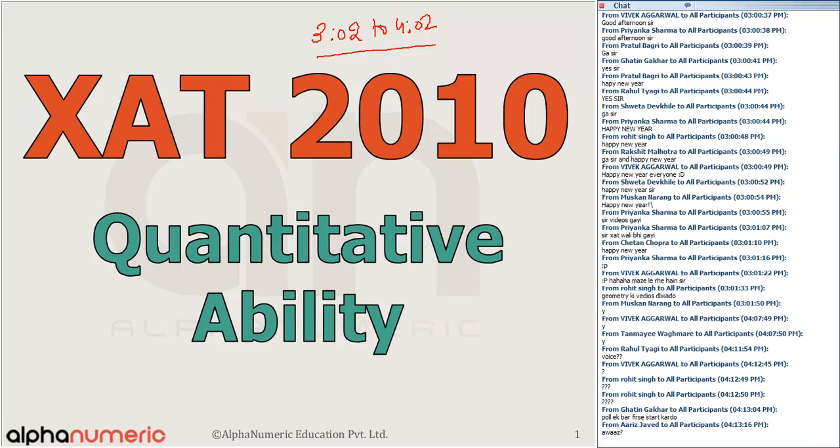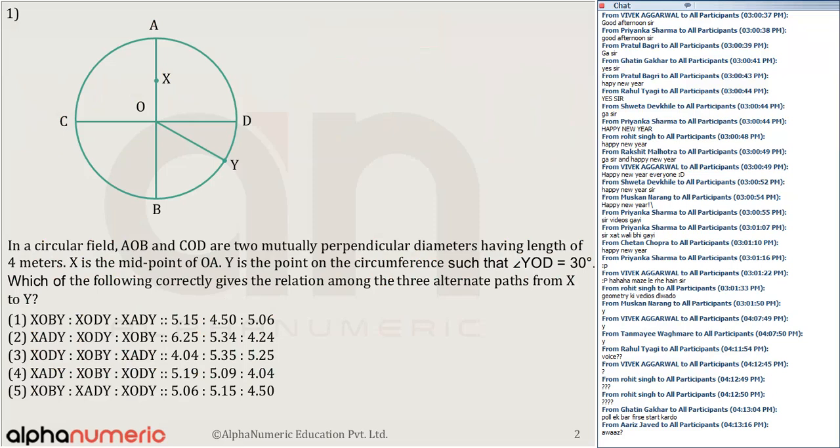Am I audible to everyone now? Okay, so let's start with the discussion. All right. So, chalo, let's start here. Question number 1.